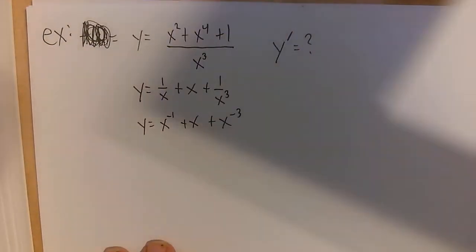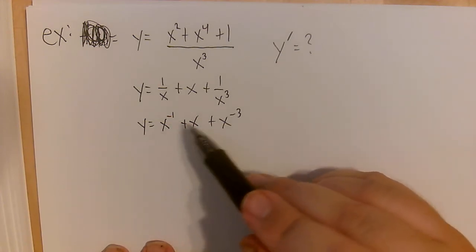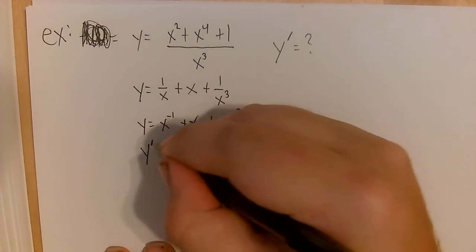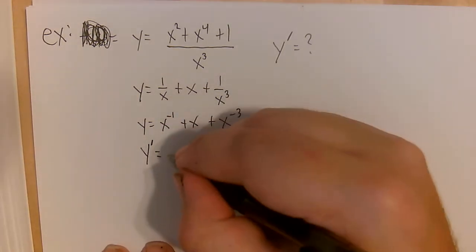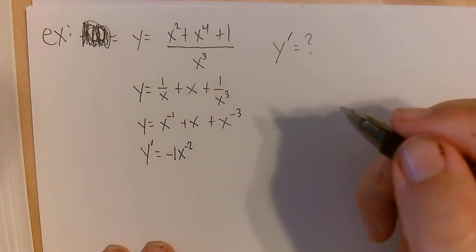All right. And so remember, when we do the derivative of things added together, we just do the derivative of each piece that's being added separately. So now we're ready for y prime. Let's see, we're going to do the power rule here. So we bring down a negative 1, and then we have x to the negative 2.